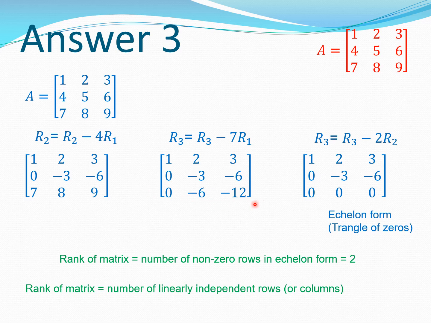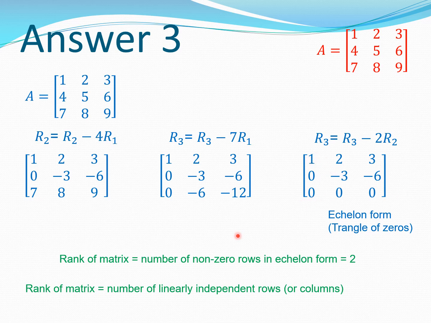Now again, I need to subject something to an operation such that this last row is simplified. So what I'm going to do is try to bring this minus 6 term to 0, and for that I put R3 is R3 minus 2R2. So I can see here, if I do that, then this term becomes 0 here, and interestingly this term also becomes 0. So I get this particular matrix, and now the matrix has reached the echelon form, which is I have a triangle of zeros here.